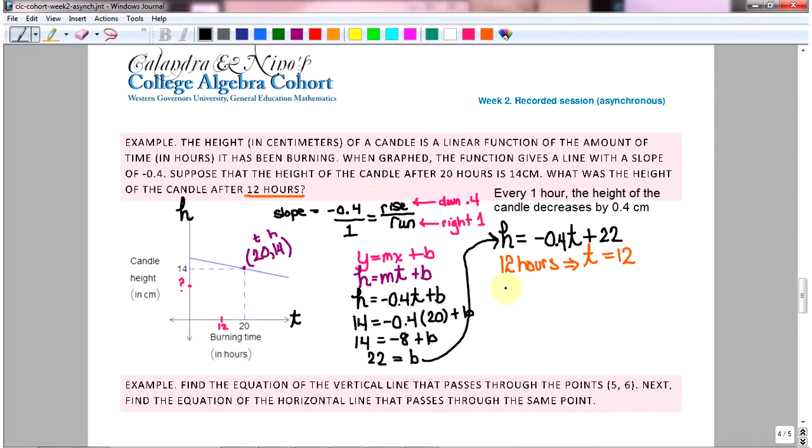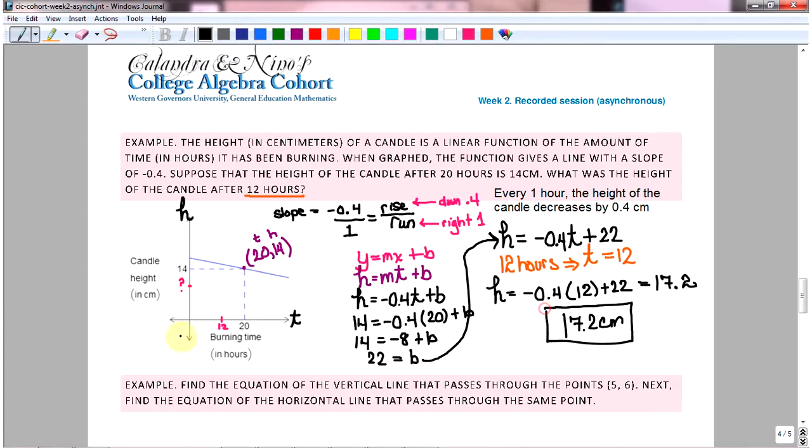So we'll just plug that into our equation and see what the corresponding H, height, is. So negative 0.4 times 12 plus 22. So I'm putting this in my calculator, 12 times 0.4. So that's a negative 4.8 plus 22 gives us 17.2. So let's put our units in there. The height of the candle was 17.2 centimeters.